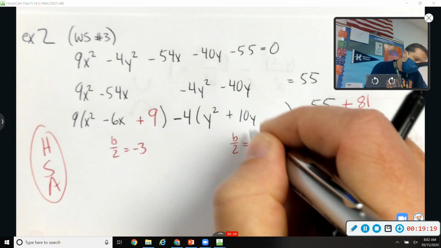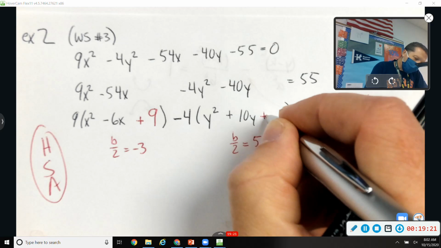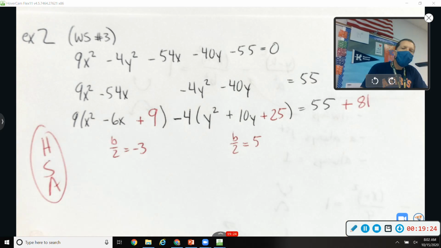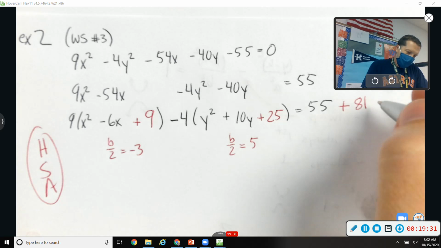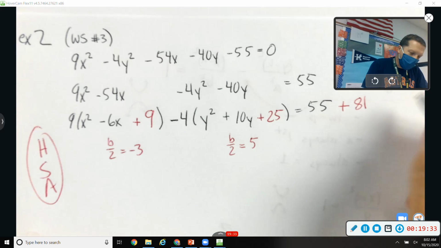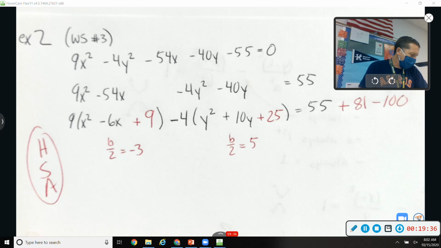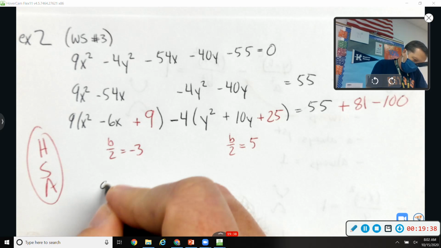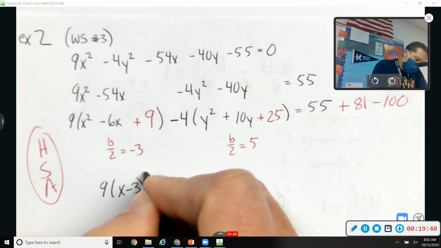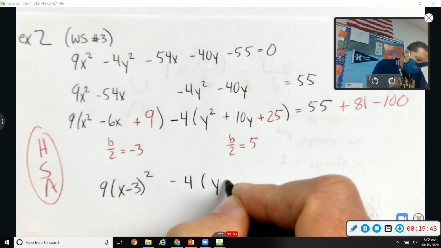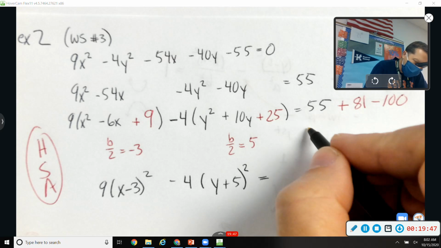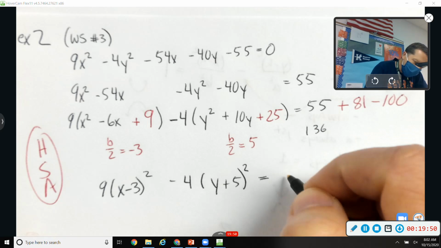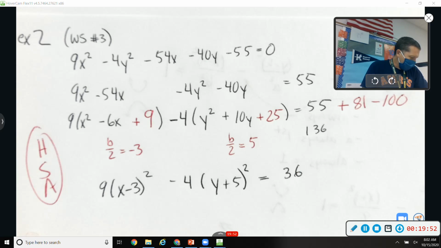B over 2 equals 5. Square it, we get 25. So I'll write plus 25. But what did I really do to the left-hand side here? I got to multiply it by negative 4 and do minus 100 on the other side. Ooh, 55 plus 81, that would be 136. Minus 100 is 36.